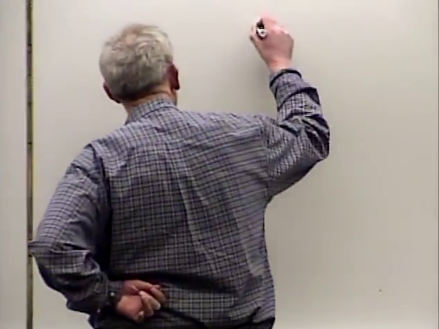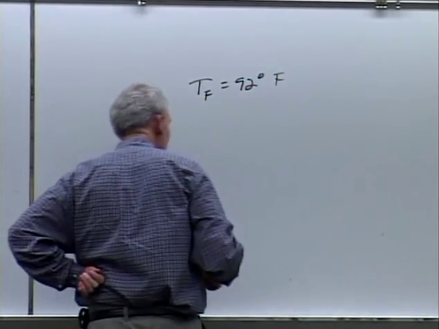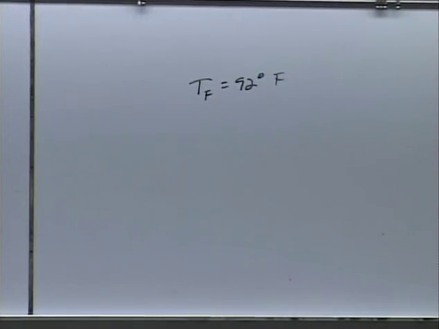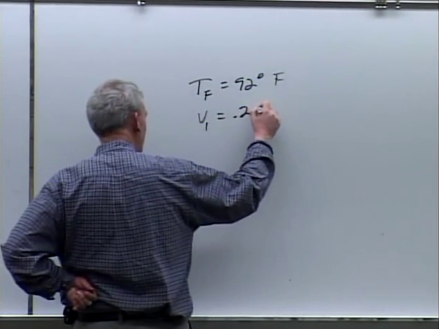Okay, and then I gave you another problem. I gave you 26 and 28. I wanted to give you 28 and 29, but for some reason 29 wasn't available in Mastering Physics, but 26 was. I'm going to do 28. It says, on a warm day, 92 degrees Fahrenheit, so the temperature in Fahrenheit equals 92 degrees, an air-filled balloon occupies a volume V1 equals 0.200 meters cubed.